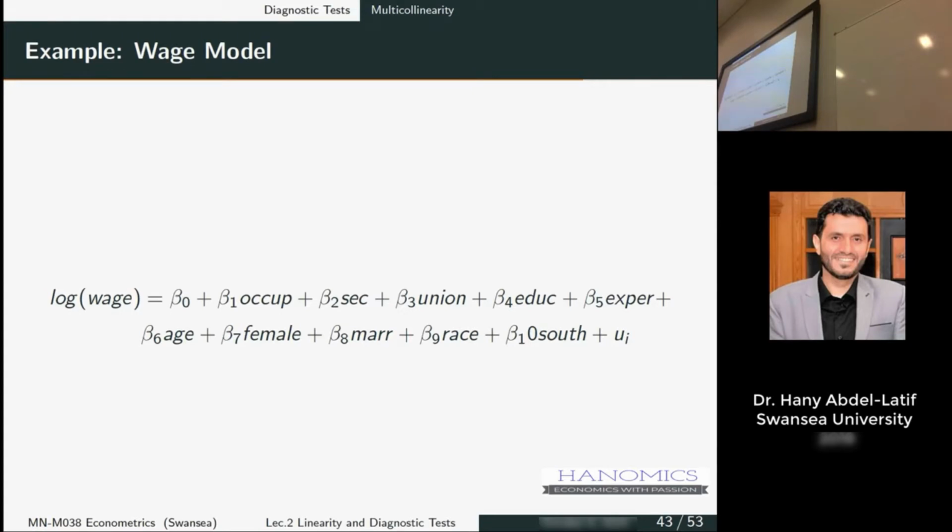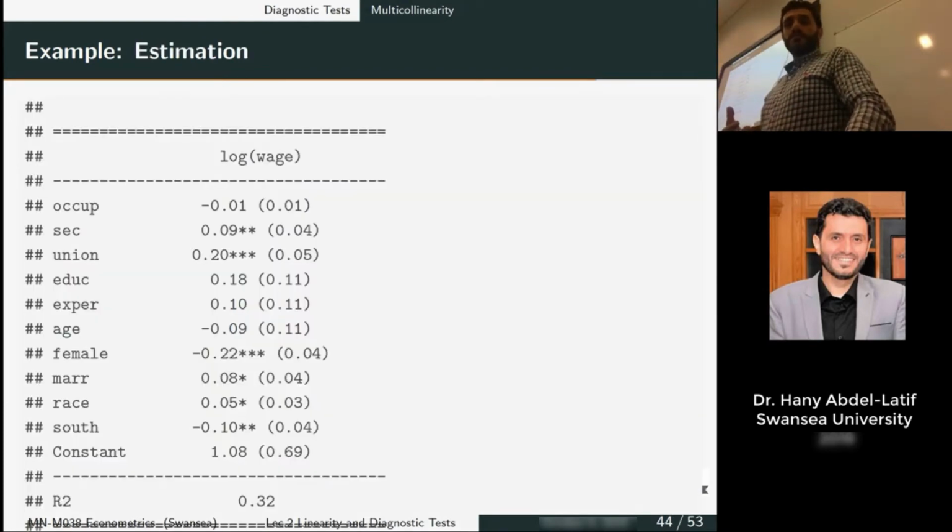So these are variables that can explain wage, and of course this would be different if you are a member in a union, or different according to the sector, or what type of occupation you work, where you work exactly, whether you live south or north. So these are other variables that can explain wage. So when we estimate this model, these are the results. So what's the problem in these results? Is there any issue with these results?